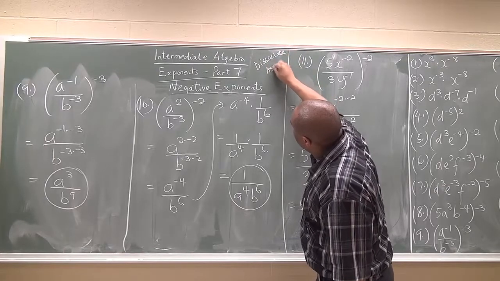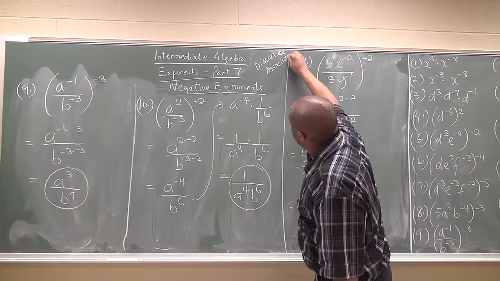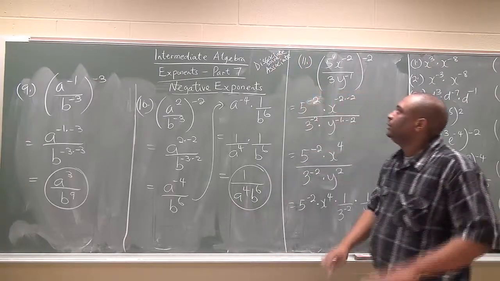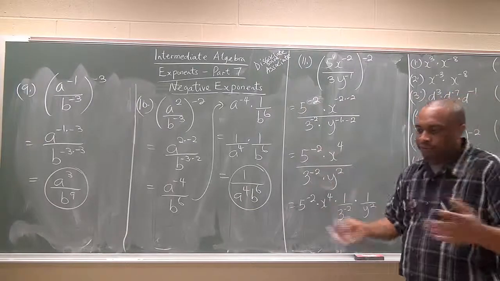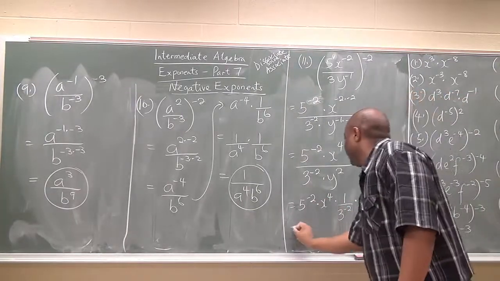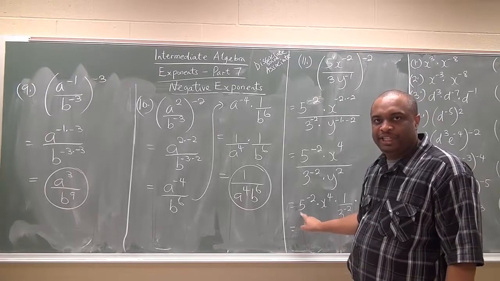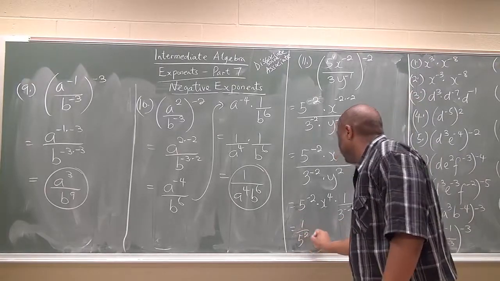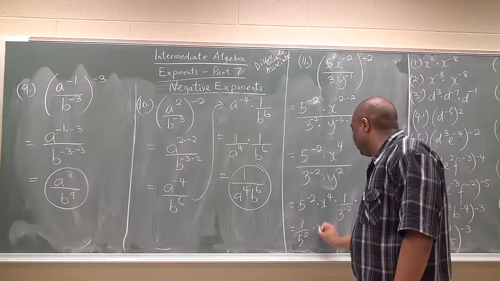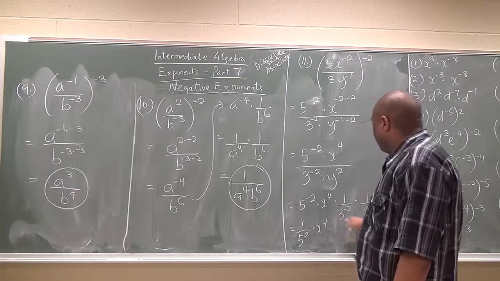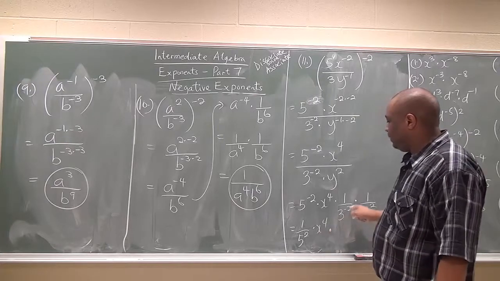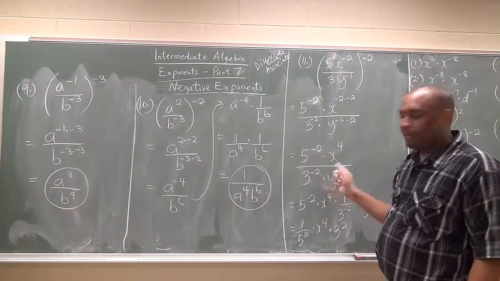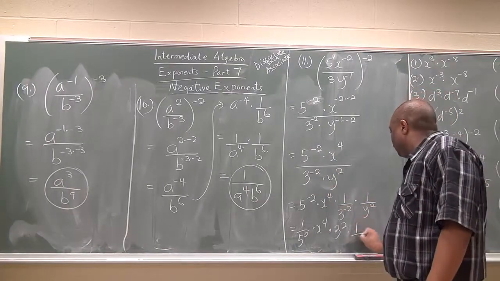Then associate. Dissociate, solve, associate. So this will be, remember from our definition, 1 over 5 to the second power times x to the fourth times, now 1 over 3 to the negative 2 is already 3 squared, and vice versa, remember what we said. Then times 1 over y squared.